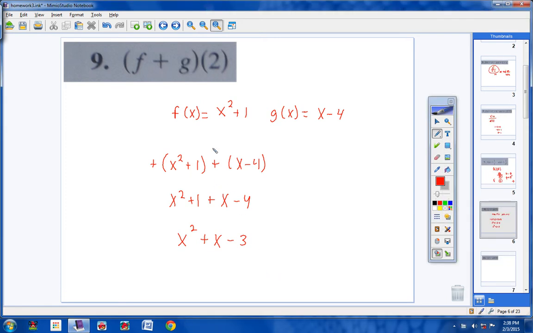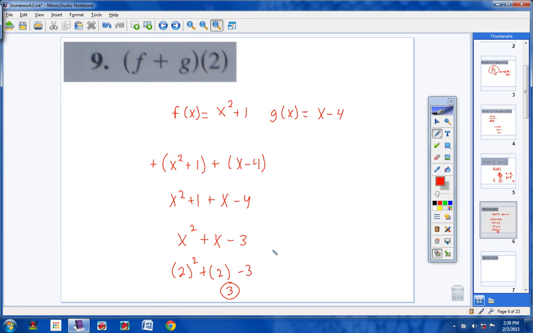Now, students, if they had asked us to just add the two functions, we'd be done, okay? But notice it says f plus g of 2. So everywhere there's an x, we're going to put a 2. And if you combine these, 4 plus 2 minus 3 is 3.